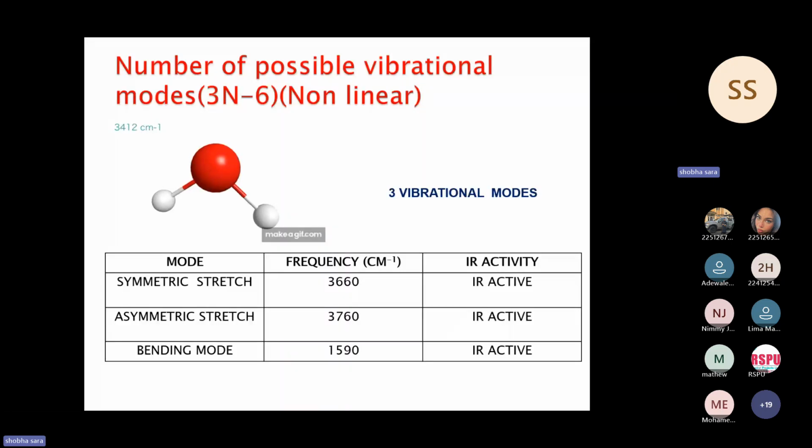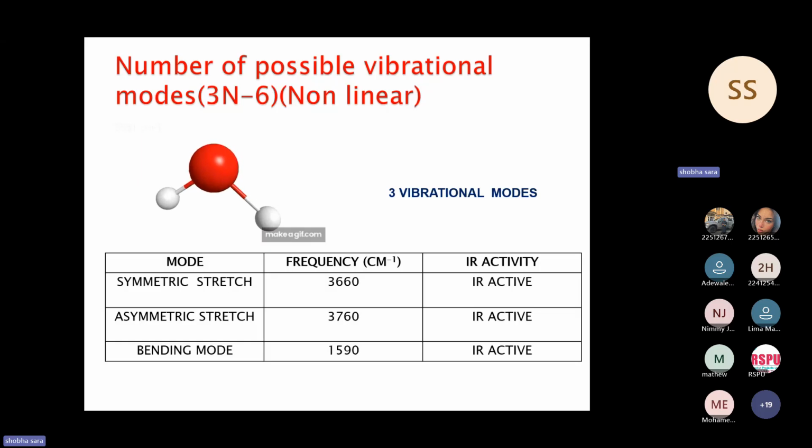Then we can find out how many possible vibrational modes are available for a molecule. We can take the water molecule as an example. It's a simple molecule, H2O. The center is O and the others are H. We can see there is an equation, 3n minus 6 for a nonlinear molecule. This is a nonlinear molecule. For a nonlinear molecule, the number of possible vibrational modes is 3n minus 6, where n is the number of atoms. Here there are 3 atoms, so it is 3 into 3 minus 6. There are 3 vibrational modes.